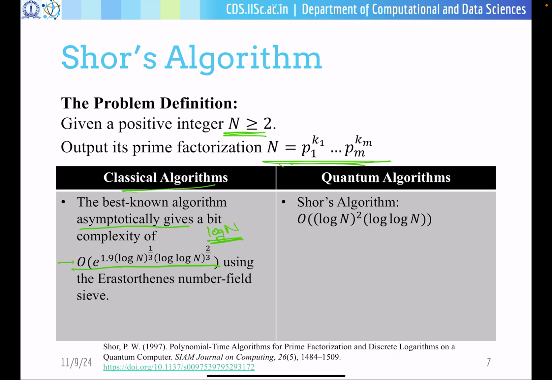On the other hand, Shor's algorithm gives a polynomial time complexity. If you see, there is an exponential speedup. In quantum computing, the quantum algorithm, which is Shor's algorithm, gives the exponential speedup. That's O of (log n) squared log of log n, whereas the best known classical algorithm is still exponential. So over here we get an exponential speedup.